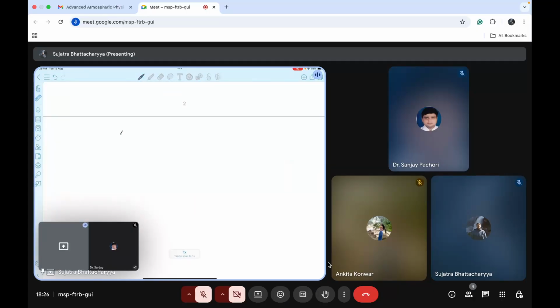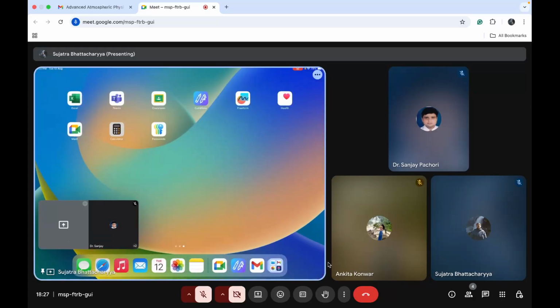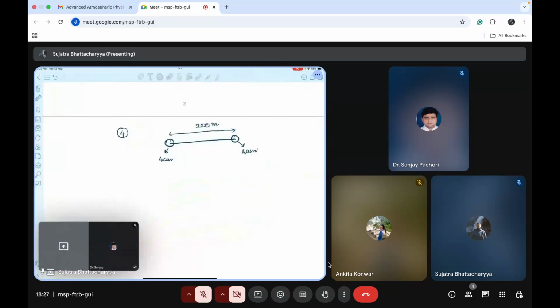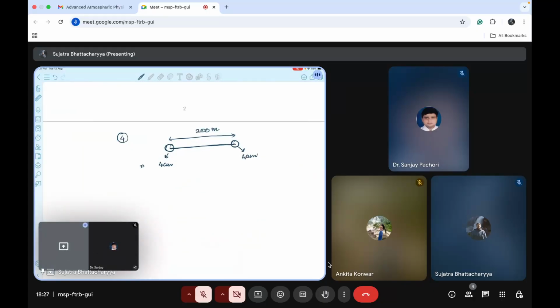Okay. The fourth question. Let us understand this. They are saying that let us make an imaginary distance. This is one ball, this is another ball, which is separated center to center by, let's say, 200 meters. Correct? And these balls have a radius of how much? 4 centimeter, right? Yes, 4 centimeter is the radius. So you just write one that it is 4 centimeter.